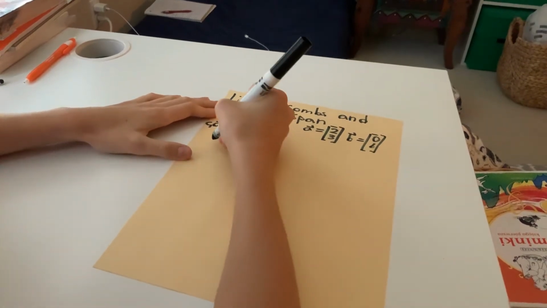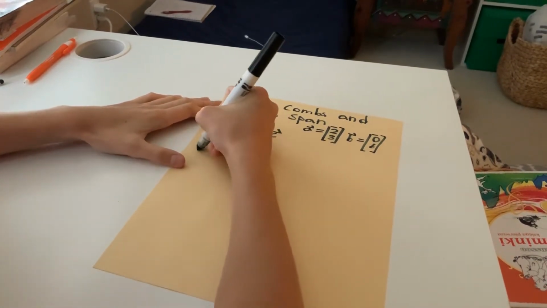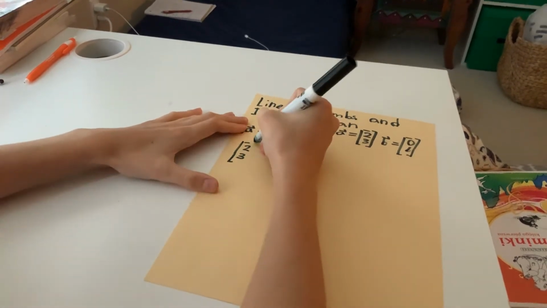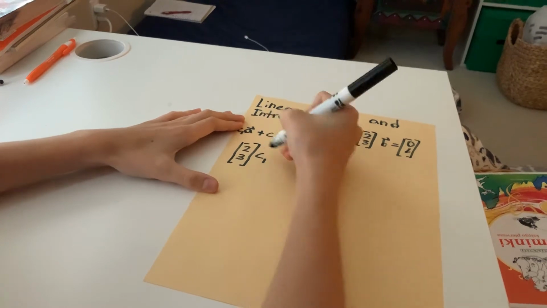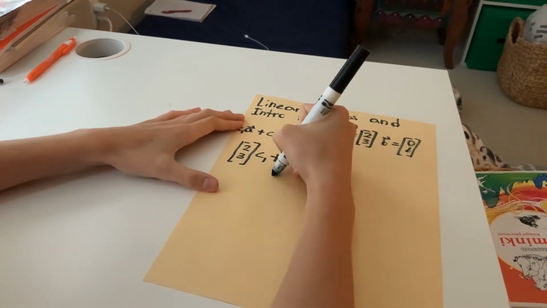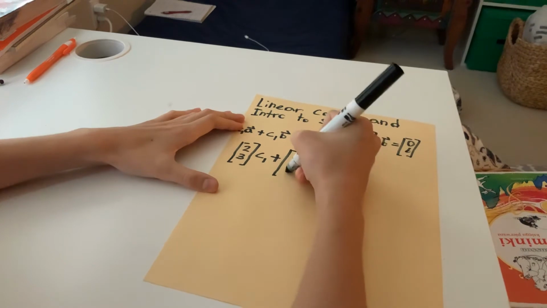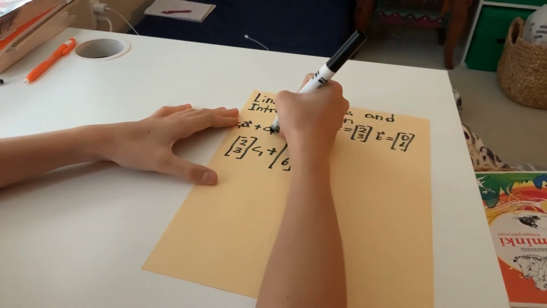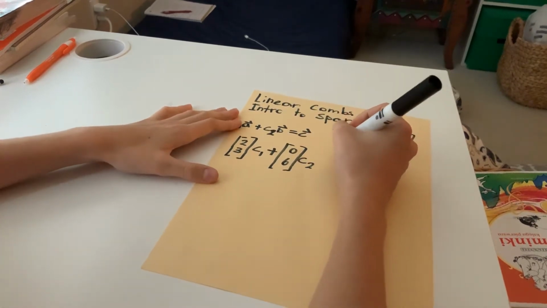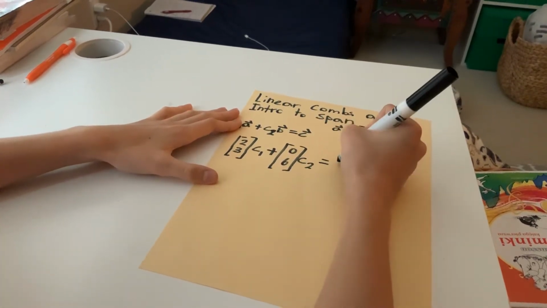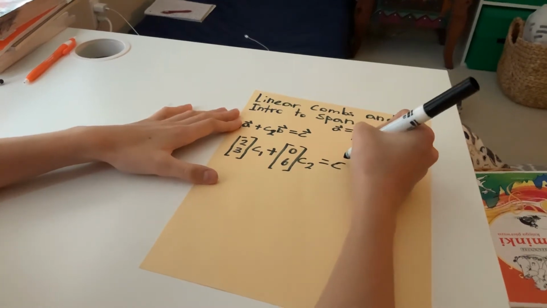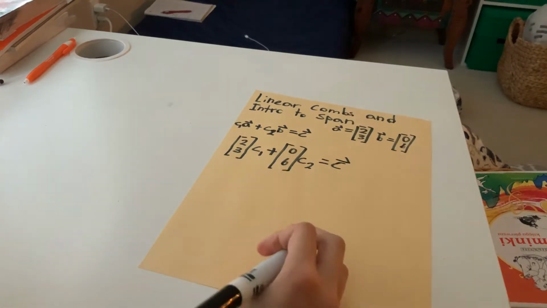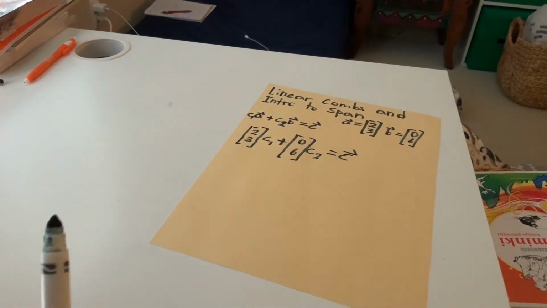So now let's write this in here. A times some constant C1 plus B times C2, my bad, equals some vector C. Okay, so this is the basic concept, right?